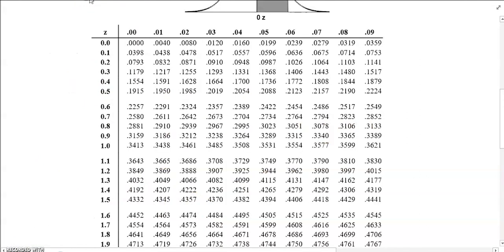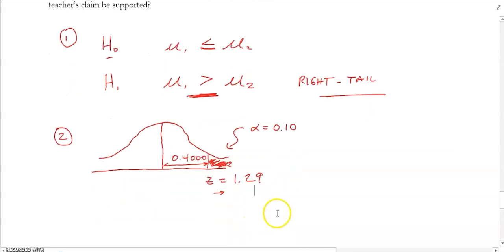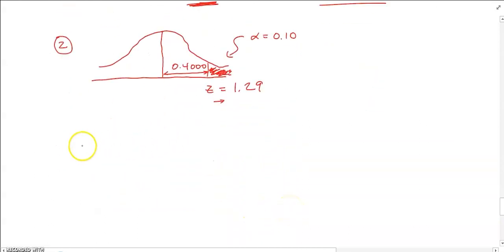So 0.4, if you go to a table, 0.4 is in between these two values here. And so I'm going to go with the higher of the two values, 1.29. So our critical value is 1.29. Okay, so 1.29 is what I'm going to put here. And next, we're going to do the test.